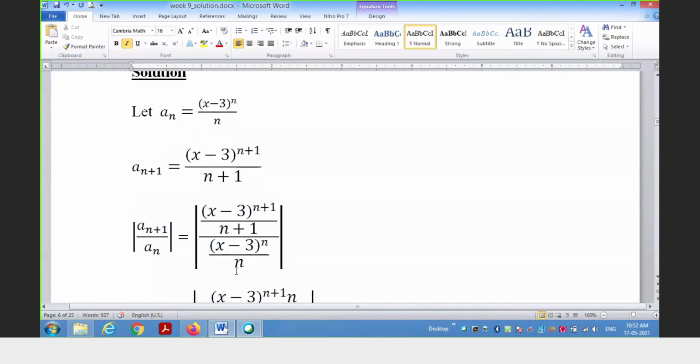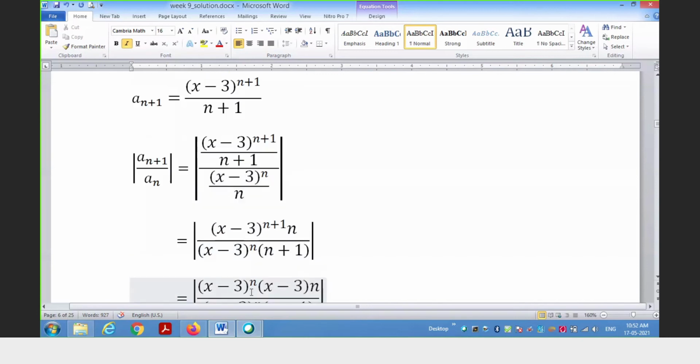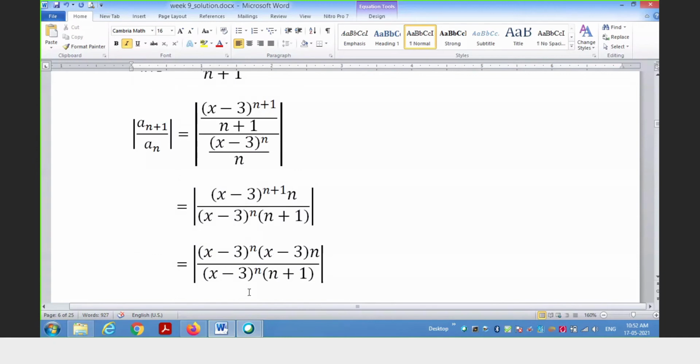Okay, so we can rewrite this as (x minus 3) to the power of n plus 1 times n. This one we reverse this time, n over n plus 1 times (x minus 3) to the power of n. Then we can write (x minus 3) to the power of n plus 1 as (x minus 3) to the power of n times (x minus 3) times n. Okay, that is this term, over (x minus 3) to the power of n times n plus 1.